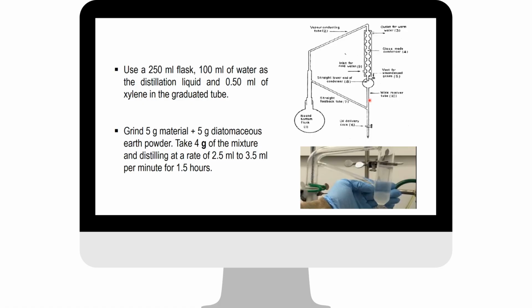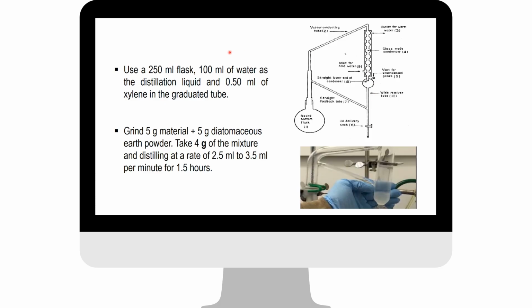Since the eugenol has a higher density, it will be collected in the lower part of this tube and the water will be collected in the upper part, right? In this case we have seen the eugenol in the lower part, and here is the aqueous part, which is water. It depends on density, right? So here we can collect the water, and here we can collect the eugenol, right?